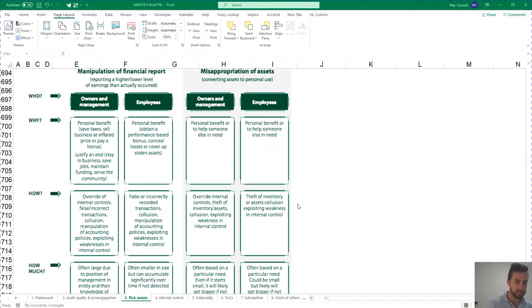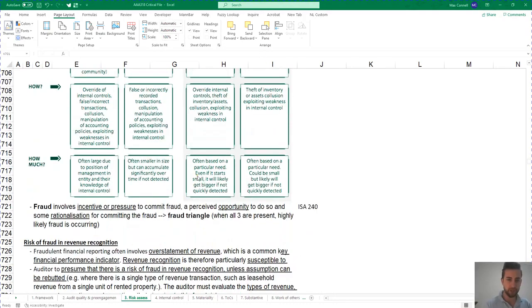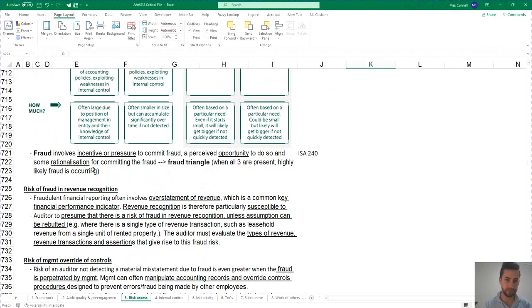Now, for misappropriation of assets, i.e. stealing. Why? For owners and management, it might be for personal benefit or to help someone else in need. For employees, it might be for personal benefit or to help someone else in need. For how, for owners and management, it might be override of internal controls, theft of inventory, collusion, exploiting weakness in internal control. For employees, it's theft of inventory or assets, collusion, exploiting weakness. For owners and management, often based on a particular need, even if it starts small, it will likely get bigger if not detected. Same for employees.